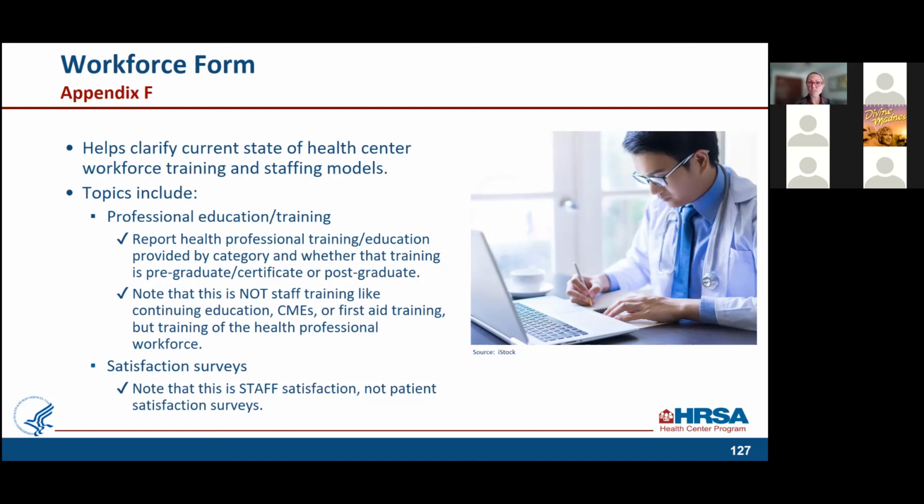It also asks the range of staff who engage in professional education or training and the number of individuals trained at each level. Then this form asks about the frequency and use of staff satisfaction surveys. Specifically, questions 5 and 6 ask, how often does your health center conduct satisfaction surveys for providers and for general personnel? These refer specifically to surveys of health center staff.